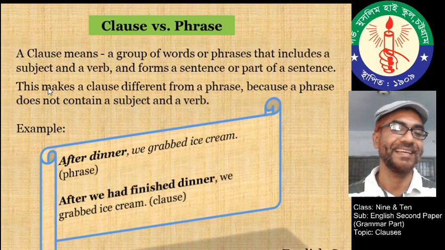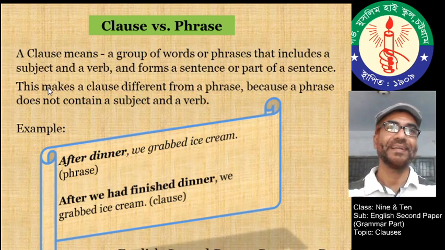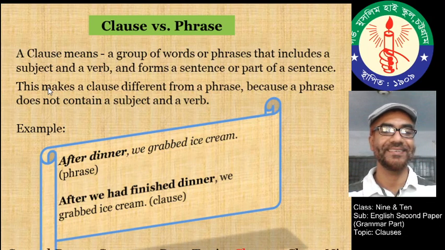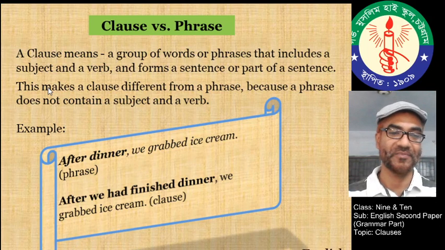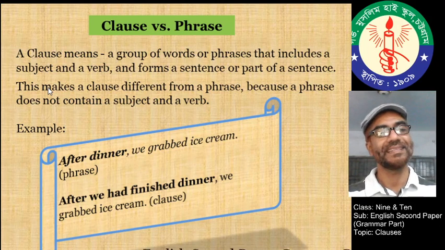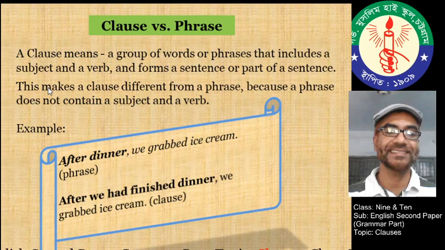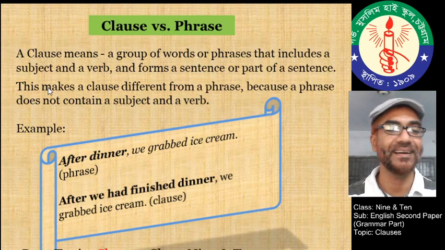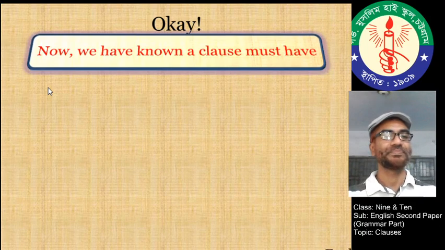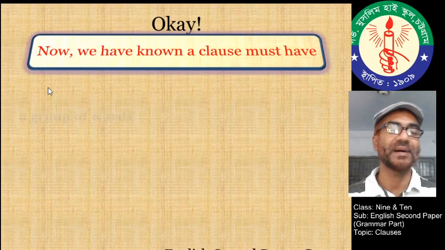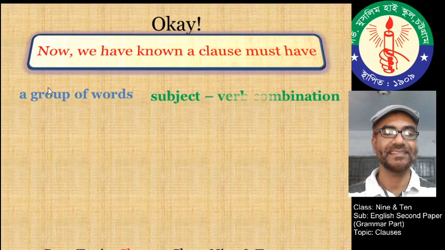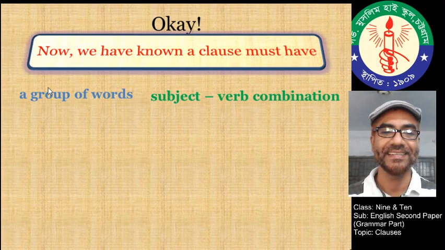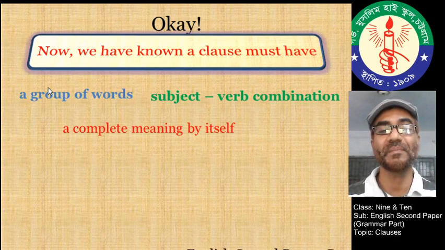So this is the clause, and the previous one, after dinner, is not a clause because it hasn't any subject and verb. So whenever you see this type of group of words, you just see whether there is any subject or verb. When you find a subject and a verb, then it must be a clause, and if you don't find this, then it can't be a clause. It's just a phrase, a group of words. Now we have known a clause must have a group of words, a subject-verb combination, and a complete meaning by itself.